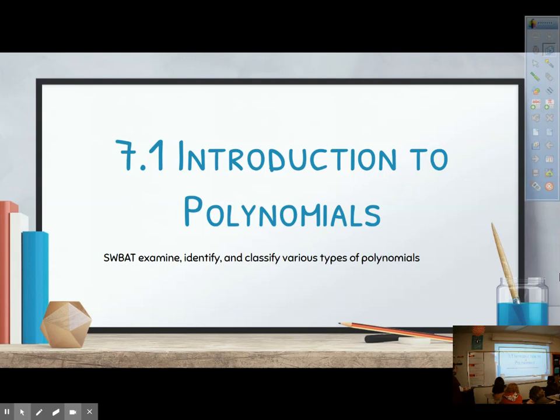But instead of graphing linear equations, we'll be graphing quadratic equations. And if you recall, a quadratic equation is in the shape of a parabola. It looks like a U or an upside down U. Okay, so we're going to learn how to graph those. But first, we need to be able to examine, identify, and classify various types of polynomials.